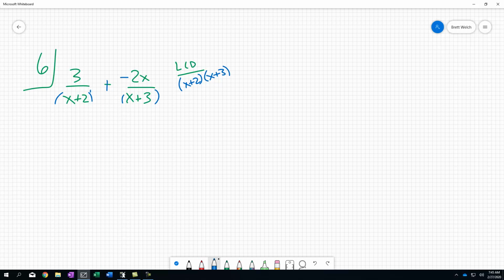In order for the left fraction to have the LCD, I'm going to multiply by an x plus 3 on the bottom and an x plus 3 on the top. Whatever I do to the bottom, I'm going to do to the top, so x plus 2 and x plus 2 for the other fraction. That way both of them have the same denominator.